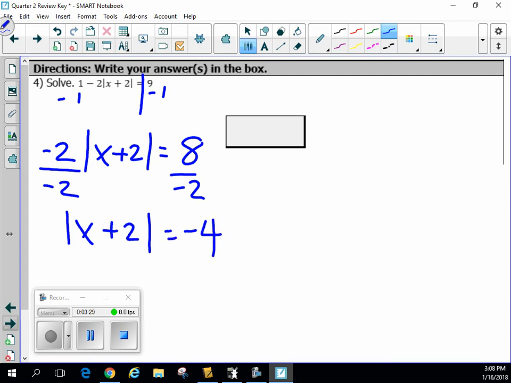And this is where you might want to say, time out. Is this true? We want to ask ourselves, can you get an absolute value? Remember, absolute value is always going to be a positive number. Can a positive number ever equal a negative number? It can't. So your answer would be no solution.